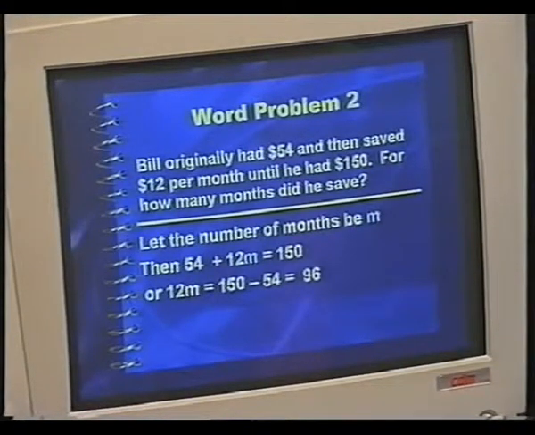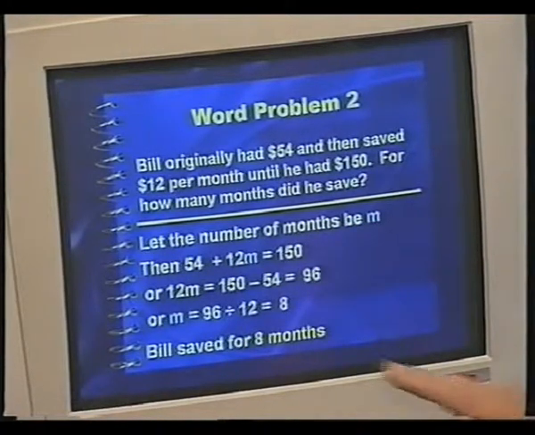Transposition first, 12M is 150 minus 54, and that works out to 96. Divide finally 96 by 12 to get 8. Put the correct units down, in this case it's month, so Bill saved for 8 months. A little bit more difficult. The next problem, you really have to do some thinking. Here we go, problem number 3.